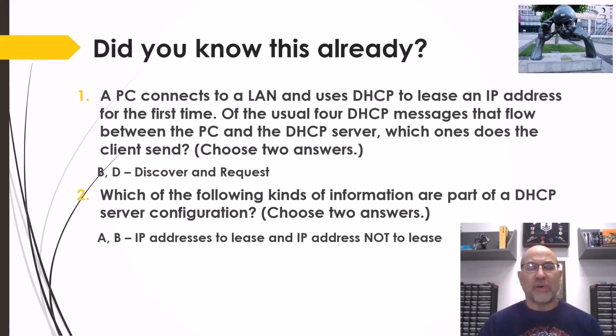Question number 2, which of the following kinds of information are part of a DHCP server configuration? Well, we just configured that, so we know that we're going to give out the network or the IP addresses to lease, and then also the addresses not to lease. These are the excluded addresses.